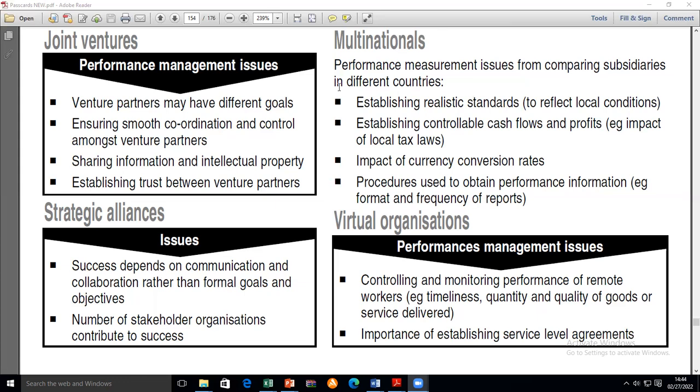And the critical issue that may bring a challenge is communication and collaboration. They are critical rather than goals and objectives. If you belong to the same organization, goals and objectives will support you. We have got a number of stakeholder organizations that contribute to success. And these stakeholder organizations come from different backgrounds in terms of the size, in terms of the objectives. So at the end of the day, how do you manage your performance? Who's going to get credit for success? What KPIs are you going to use? Common KPIs. What are the critical success factors? And how do you cooperate?